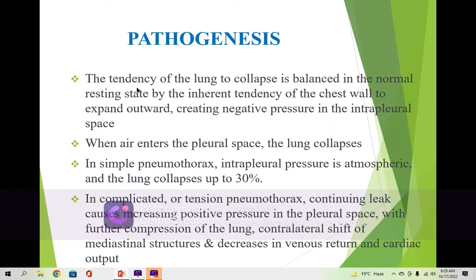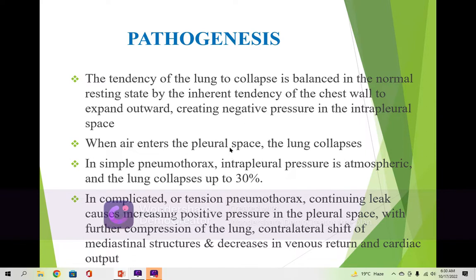The pathogenesis: the tendency of the lung to collapse is balanced in the normal resting state by the inherent tendency of the chest wall to expand outward, creating negative pressure in the interpleural space. Because there is a potential space around the lung, if you inspire it becomes very narrow, and if you expire it enlarges. It is a negative pressure which is created in the pleural space.